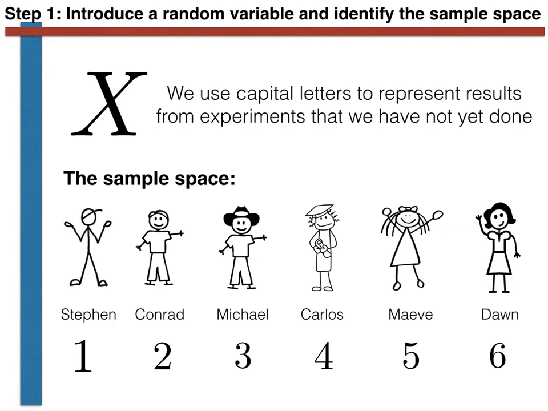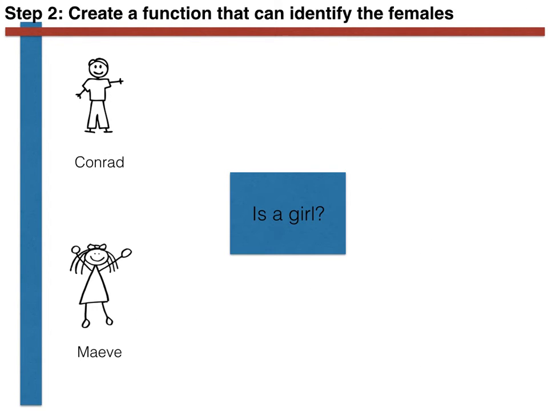Having identified the possible outcomes of our experiment, our next step is to use a function to identify the females. The domain of this function will be the sample space, Conrad, Maeve, Michael, Dawn, Carlos, and Stephen, and the codomain will be the genders, i.e. male and female. Once again, we will behave like mathematicians and use numbers to represent the 2 genders, so 1 will be female and 0 will be male.